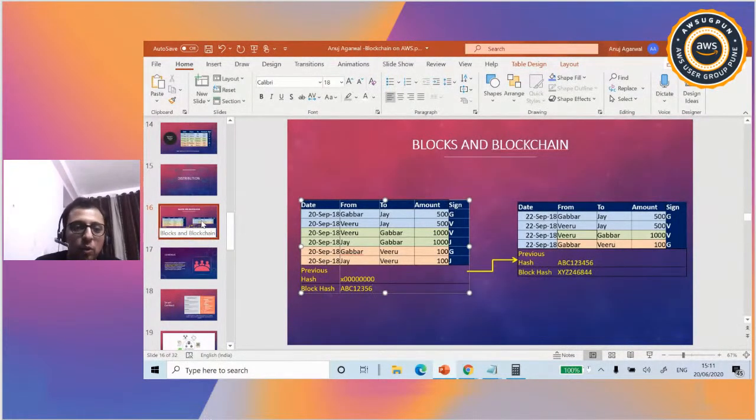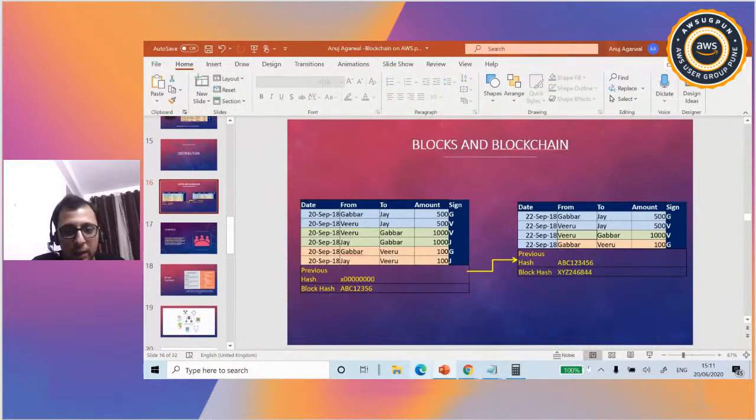So that's why a lot of the time we call it a trustless system, because cryptographically all transactions are secured in a blockchain. Okay. Any questions, guys? Before I take it later.